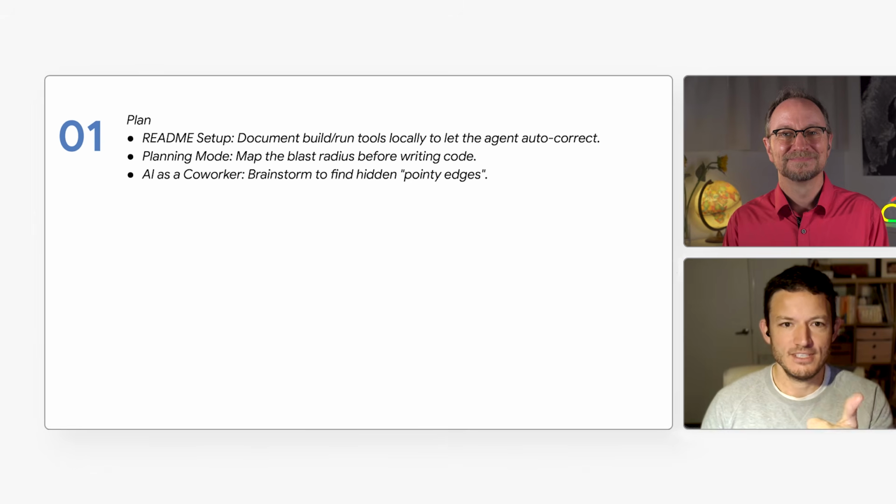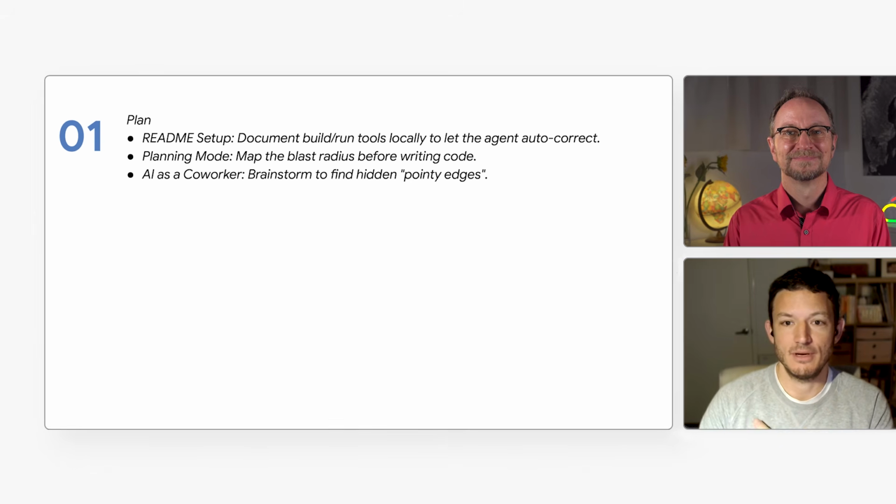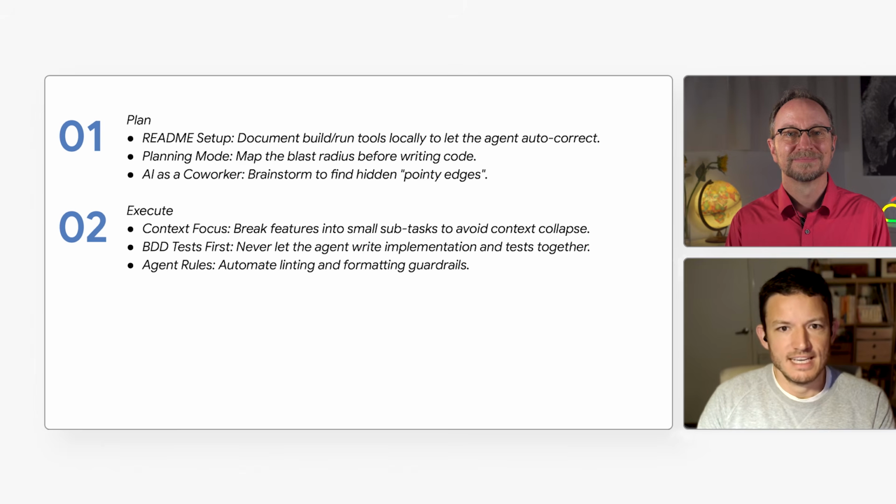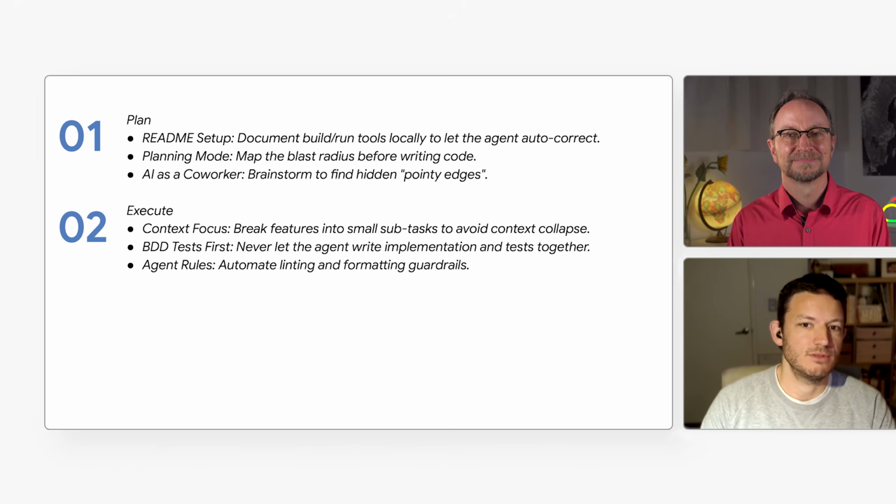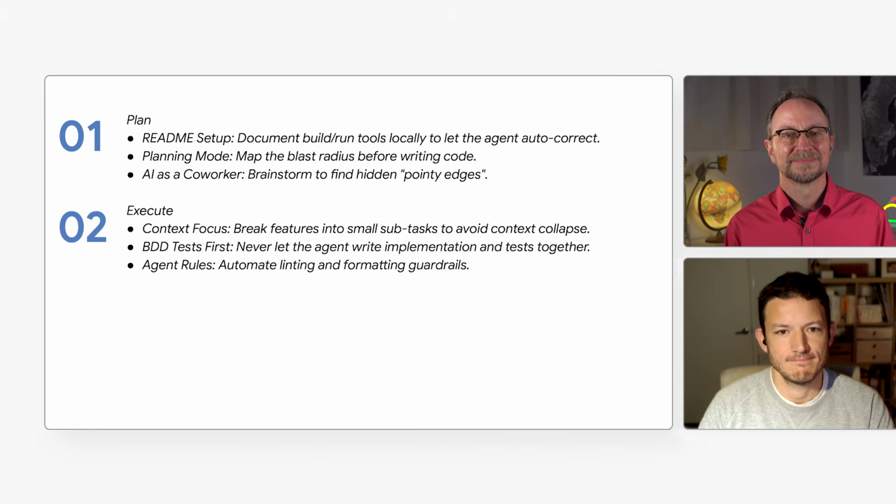Very good. That was a lot of good info. Now, what are the takeaways, JK? Well, I've got another list of 3 for you, Martin. Here are my top 3 rules for tackling legacy code with AI. First, document your tools in a README and use planning mode. Set your tools in a README so that the agent can self-correct and treat it like a coworker. Second, write tests first and set agent rules. Break big changes into tiny subtasks and write BDD or TDD tests before implementation so that the agent doesn't write its own exam. And use project rules as automatic guardrails to run your linters.